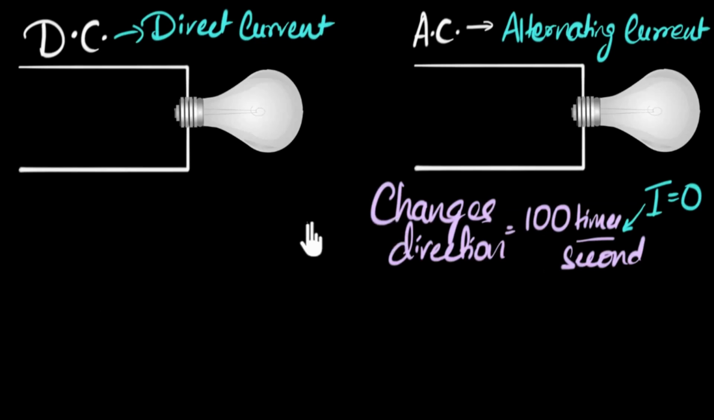But let me quickly first talk about the standard way of representing how quickly the current changes its direction. The standard way of doing that is by coming up with a number called frequency.